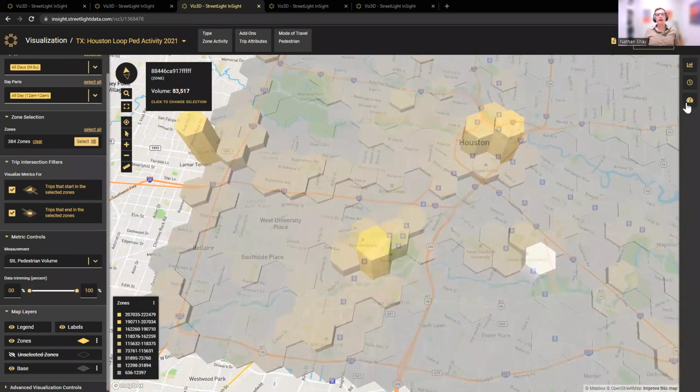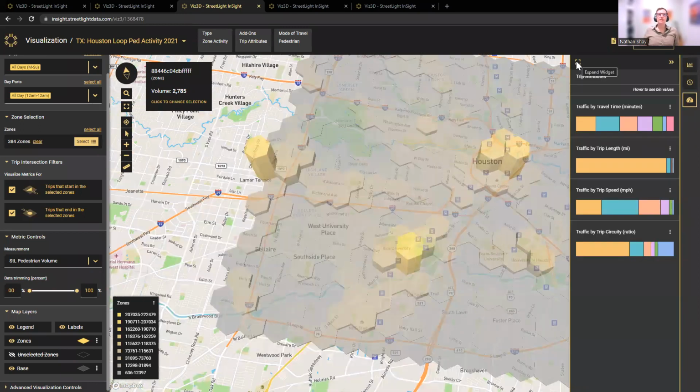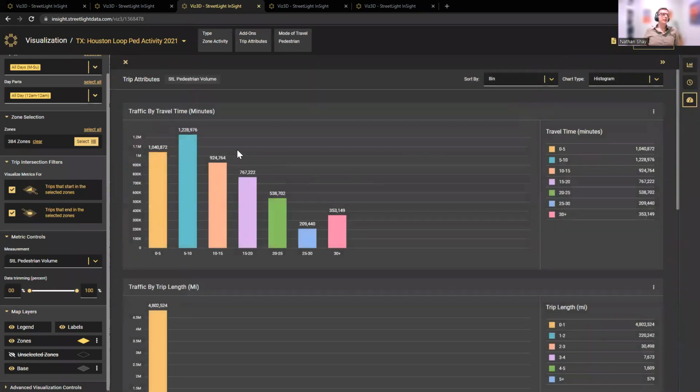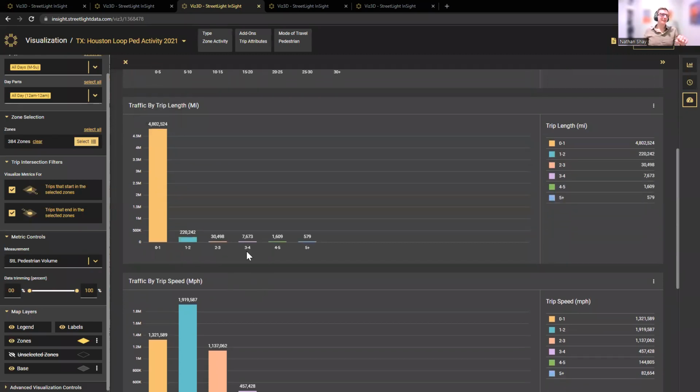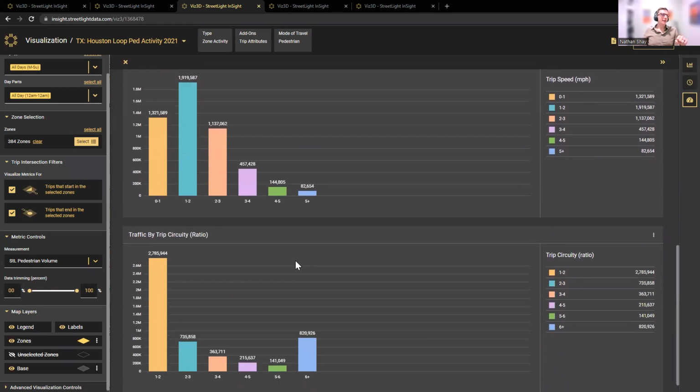As I said, over here on the right, you can dig a little bit more into the details of what's going on. You can look at things like how long the trips people are walking are, how long they're taking, what the distance is. Unsurprisingly, with pedestrian trips, you've got many shorter trips than the higher areas. You can look at speed.